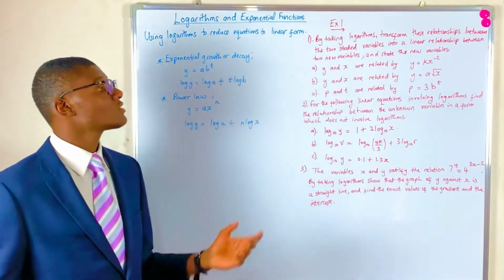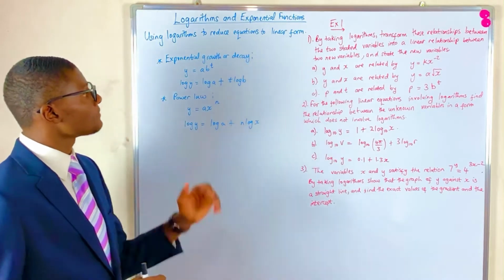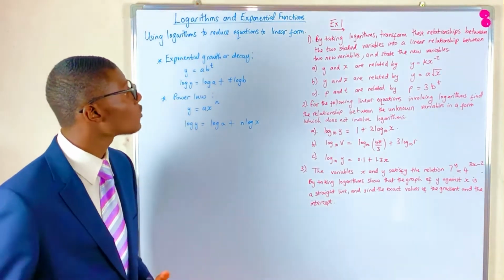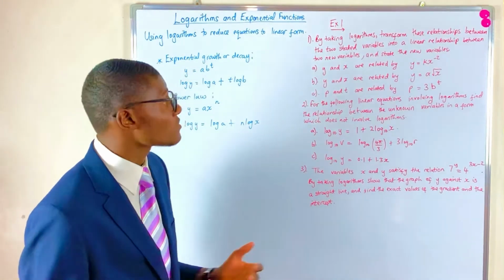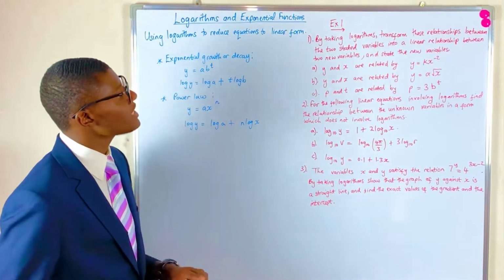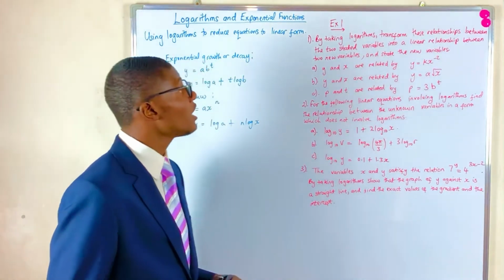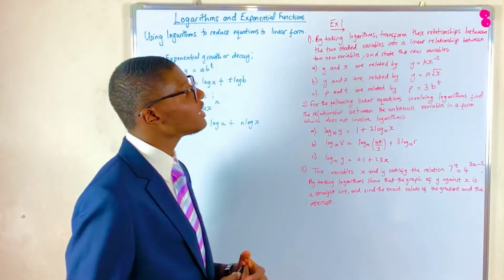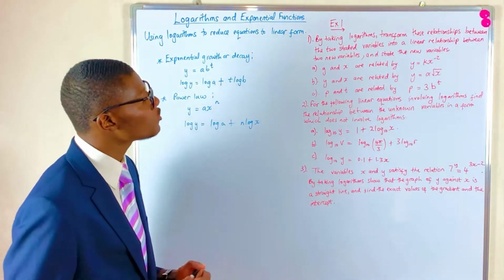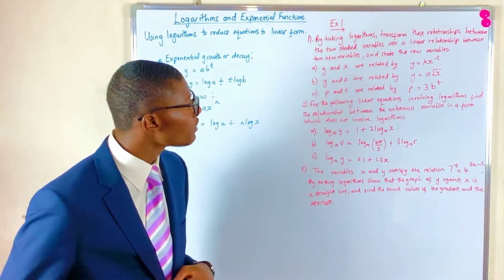So now I would like to attempt those questions that require us to introduce logs so that we reduce equations to their linear forms. So number one says, by taking logarithms, transform these relationships between the two stated variables into a linear relationship between two new variables and state the new variables.